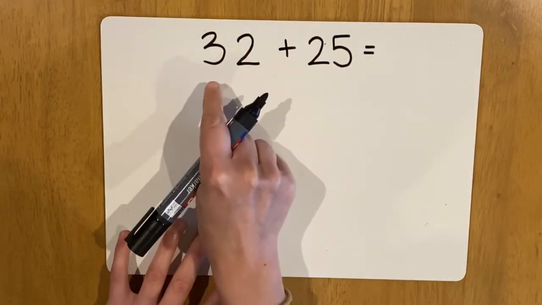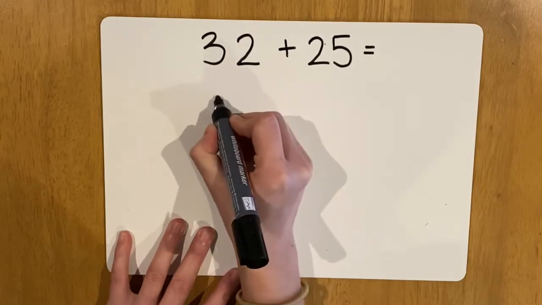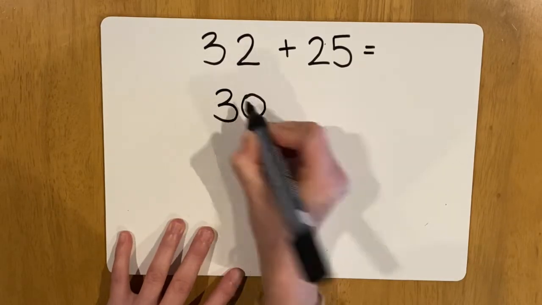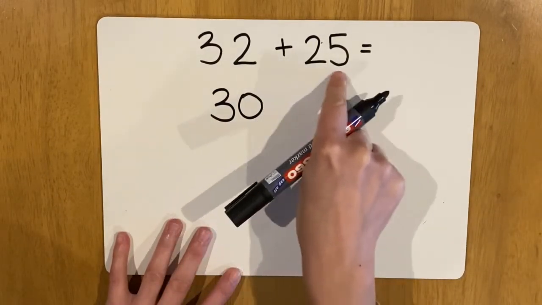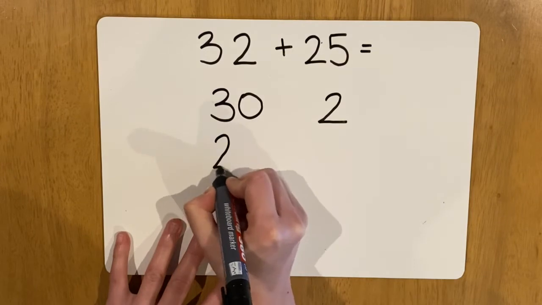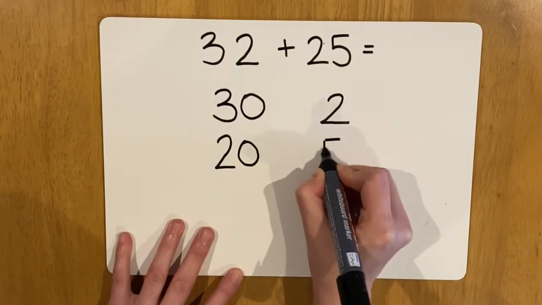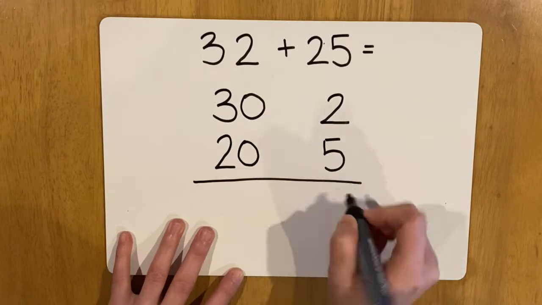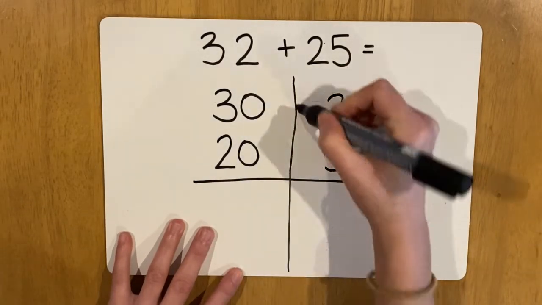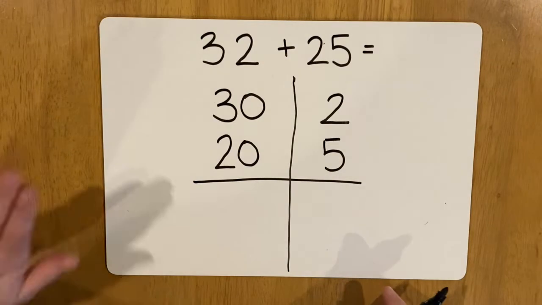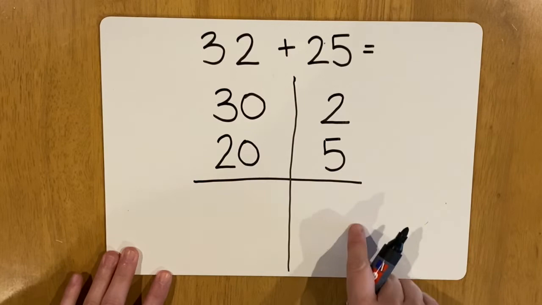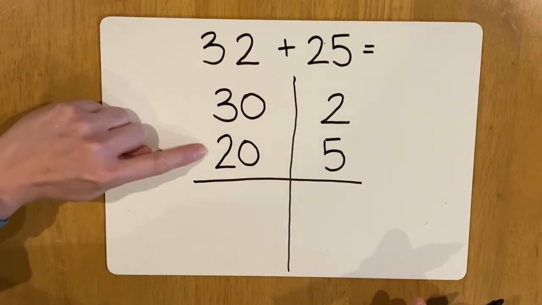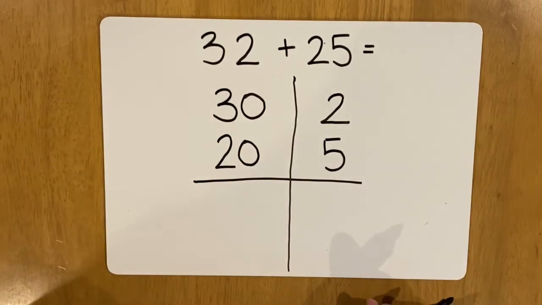If you remember, we partitioned 32 first. So we'll have 30 and 2, and then underneath it we partitioned 25. 20 and 5. Draw a line and then draw a line here to separate. Okay, so right now I want you to pause the video. You're going to add 2 and 5, and you're going to put it in this column, and you're going to add 30 plus 20, then you're going to put it in that column. Once you've done it, press play again for the answer.